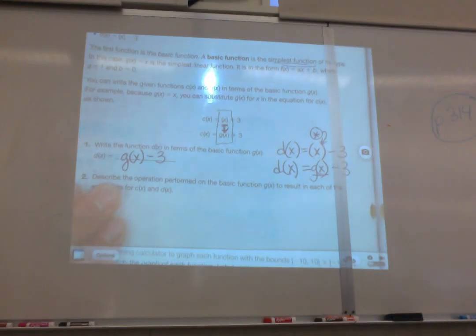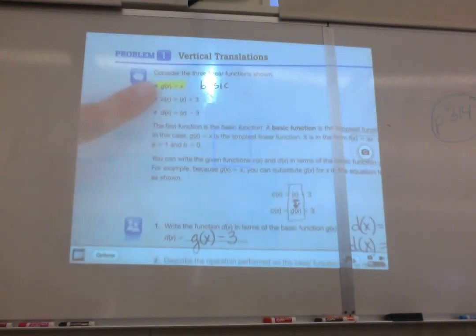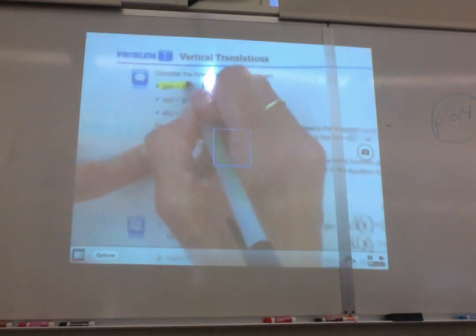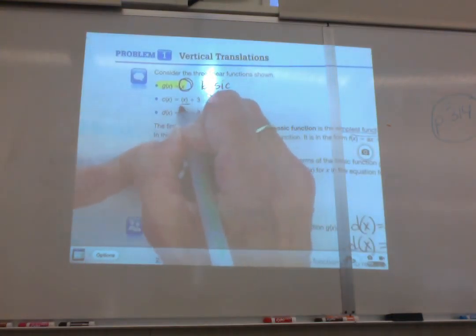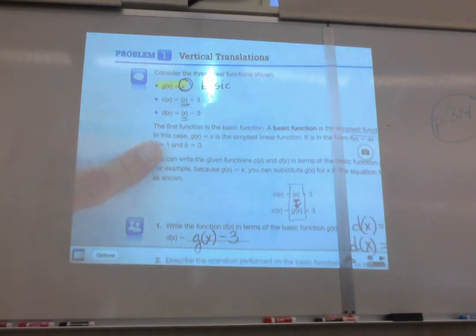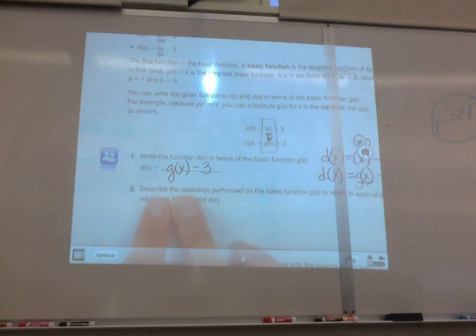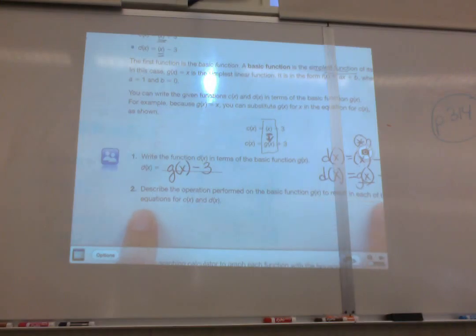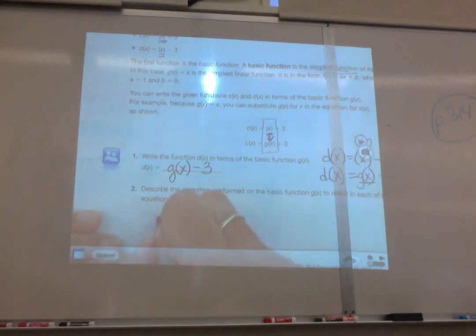So we had three functions that we were given at the beginning, one of which was the basic, and two of which were a little more complicated. But because we know that g of x equals x, we replaced x in the other functions. Describe the operation performed on the basic function g of x to result in each of the other equations. So for c of x, what did we do to g of x? How does c of x look compared to g of x?